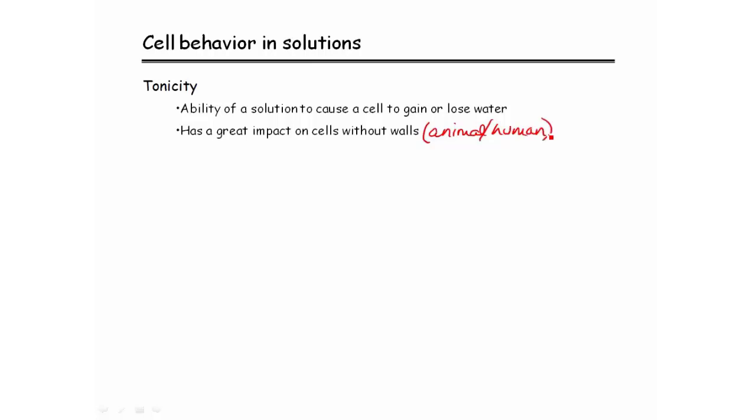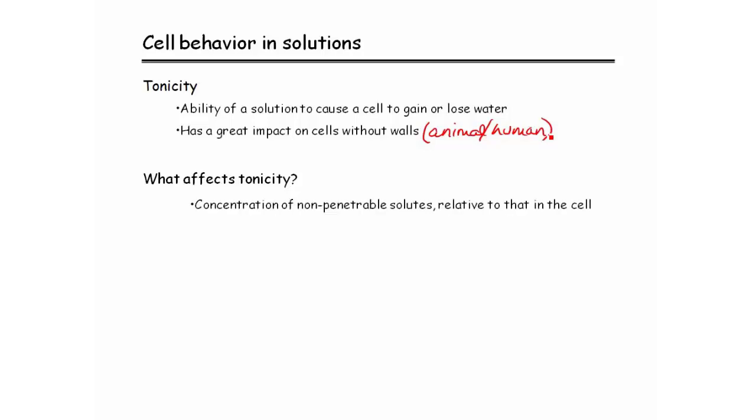Now, as we saw before, what determined which way the water wanted to move was the free water concentration. But what affects the free water concentration will be the concentration of solutes in that solution. And not just any solute, but these are going to be the non-penetrable solutes. So in other words, the solutes that cannot themselves move through the membrane. Keep in mind that if they could move through the membrane, they would be diffusing down their own concentration gradient.